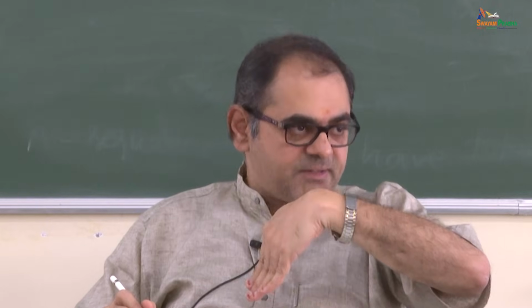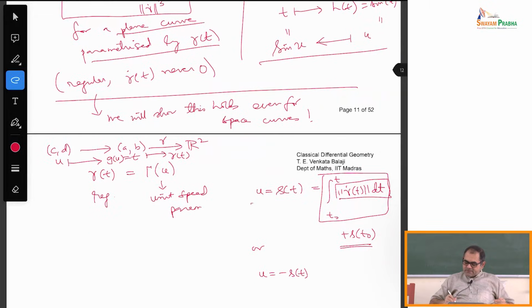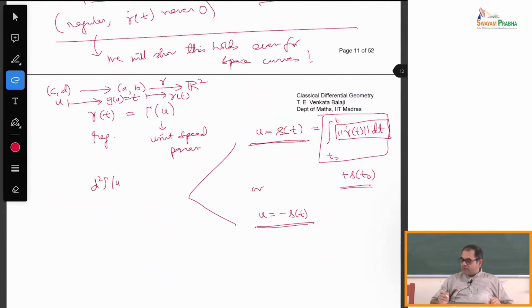Okay, it's only because of the sign of g dash, or whether you're going to take g to be monotonically increasing or monotonically decreasing. It's only that changes the sign. But whether you put u equal to s(t) or u equal to minus s(t), in both cases you see that d squared gamma of u by du squared is unchanged. So the point is, whether you take u equal to s(t) or u equal to minus s(t), this d squared gamma of u by du squared will never change. It does not change for these choices.